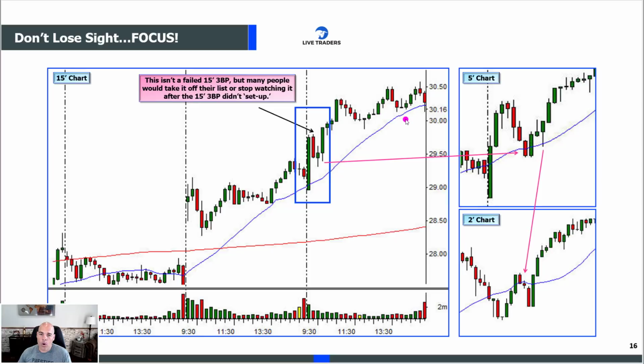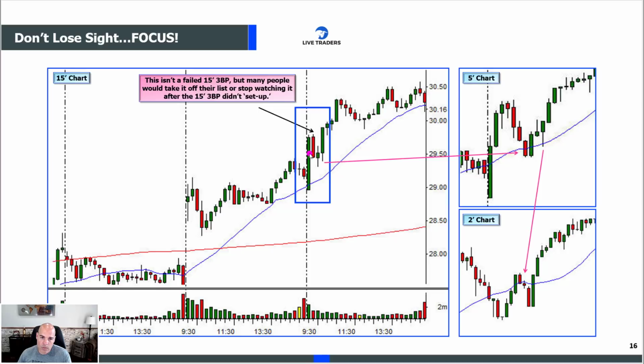The whole purpose of this slide is don't lose focus and always check multiple timeframes, okay? We all do it. I've done it, you've done it, we've all done it. For whatever reason, we just don't like the stock anymore, we get pissed off at it, or we stopped out on another trade in the meantime and we don't go back and look at it, but we're costing ourselves money by doing that. It made your list for a reason. Keep an eye on it.